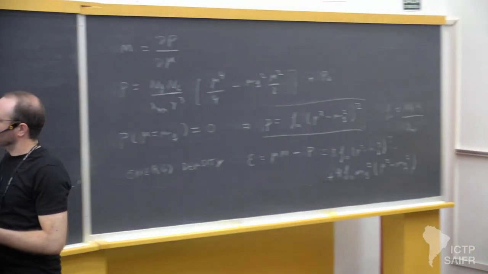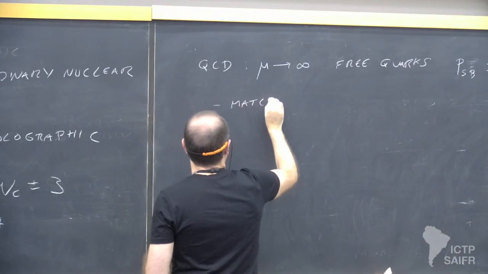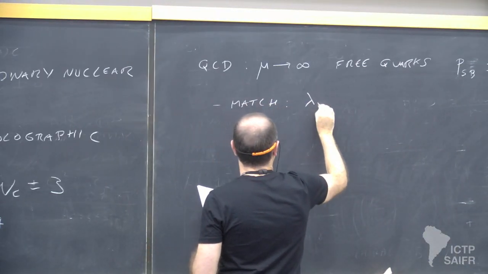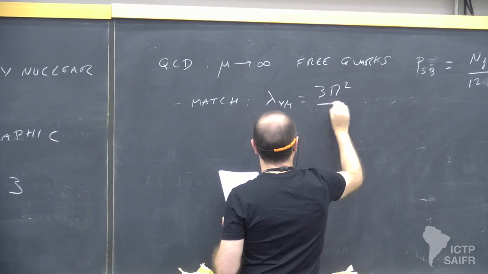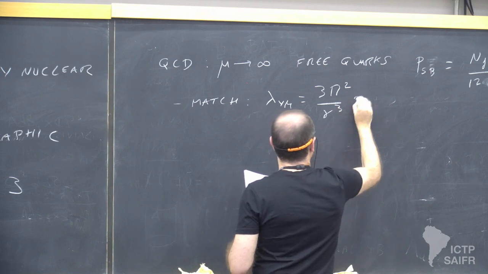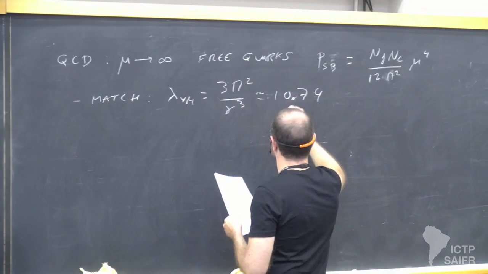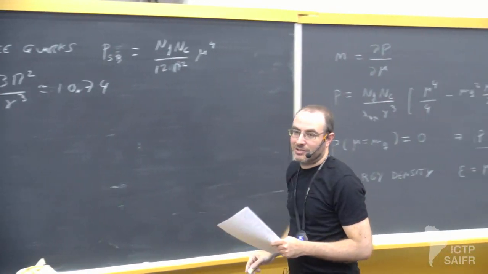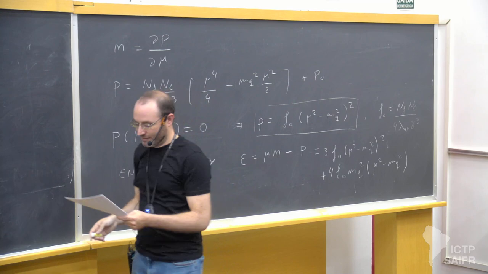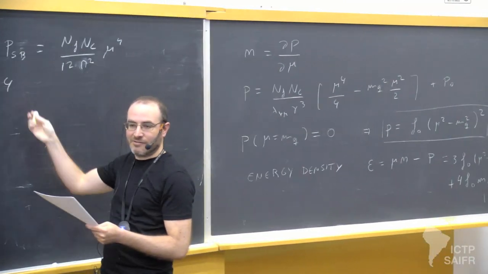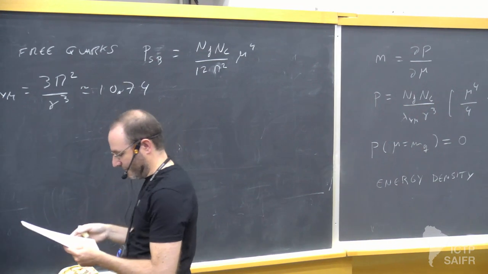So we match by setting lambda Yang-Mills to 3 pi squared over gamma cubed, which is 10.74. Okay. So it's relatively strong, but it's not asymptotically large, right? So this is another extrapolation for the model. At least it's still strongly coupled.